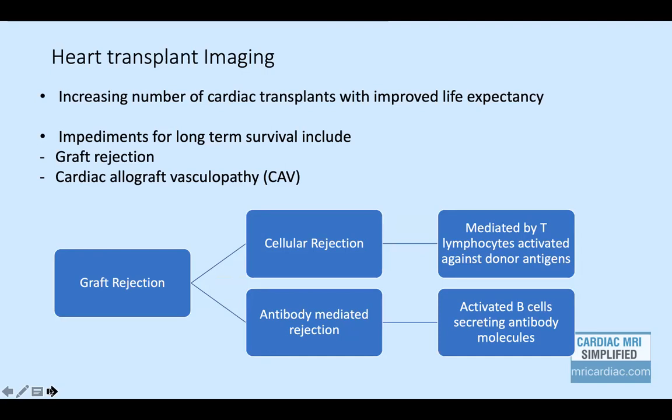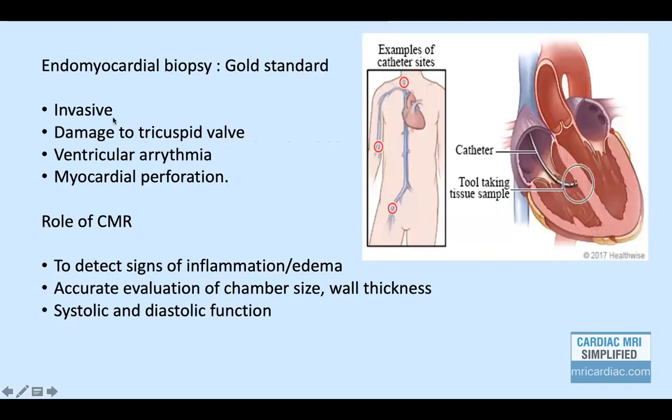Graft rejection could be either cellular rejection or antibody-mediated rejection. These patients require regular follow-up with endomyocardial biopsies. However, it is more invasive. In endomyocardial biopsies, a catheter is passed and the sample is taken from the RV surface of the interventricular septum. However, there is a potential to damage the tricuspid valve. Some amount of myocardial perforation and arrhythmia can develop.